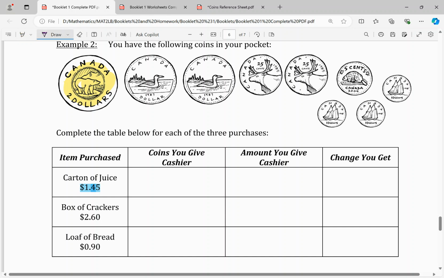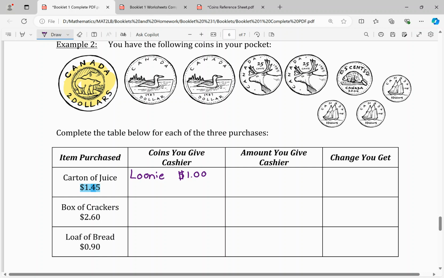Let me show you what I mean. If instead I decide to use a single loonie, that would be $1. Not enough to pay for the carton of juice, but pretty close. I need $1.45. So I should use the rest of the coins in order to try and make 45 cents.